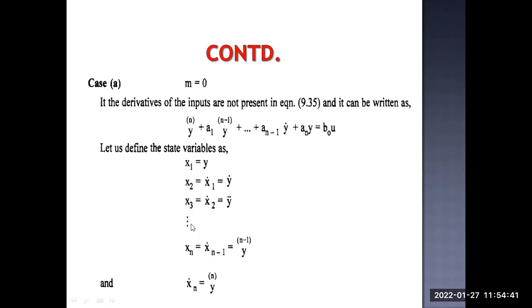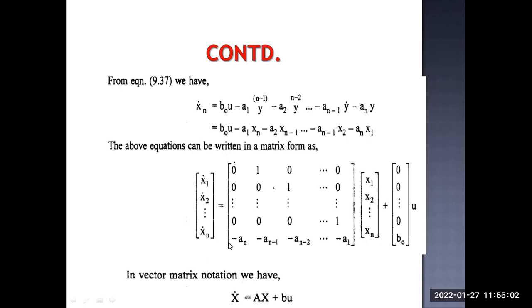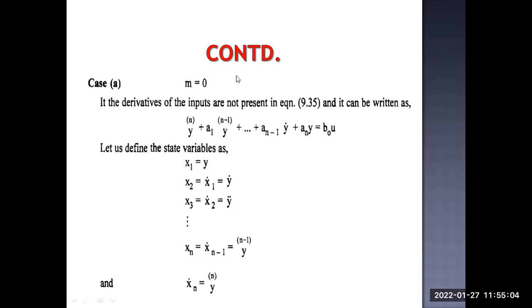So you see the state variable we are taking, the next state variable will be the derivative which is taken in the earlier step. So this will be x dot n minus 1, which will be equal to y n minus 1. So finally x dot n will be equal to y n. If we represent this, let us go to the board and write this equation so that you can understand this thing clearly.